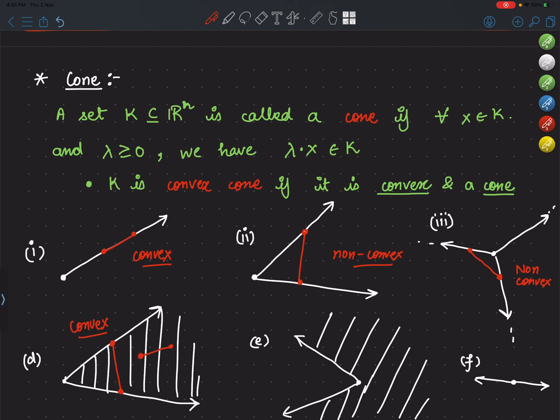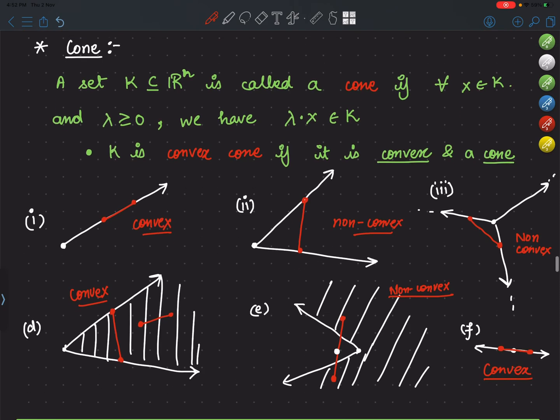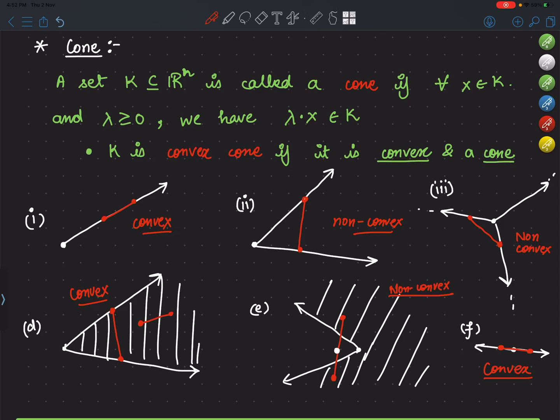Is this convex? Unfortunately no. If you take these 2 points, not all points on the line segment joining those 2 points belong to the set. So this is non-convex. And is this a convex set? Actually yes. If you take any 2 points, the line segment joining those 2 points always lies in the set. So this is convex. Moving ahead, this is where the definition of the cone ends.